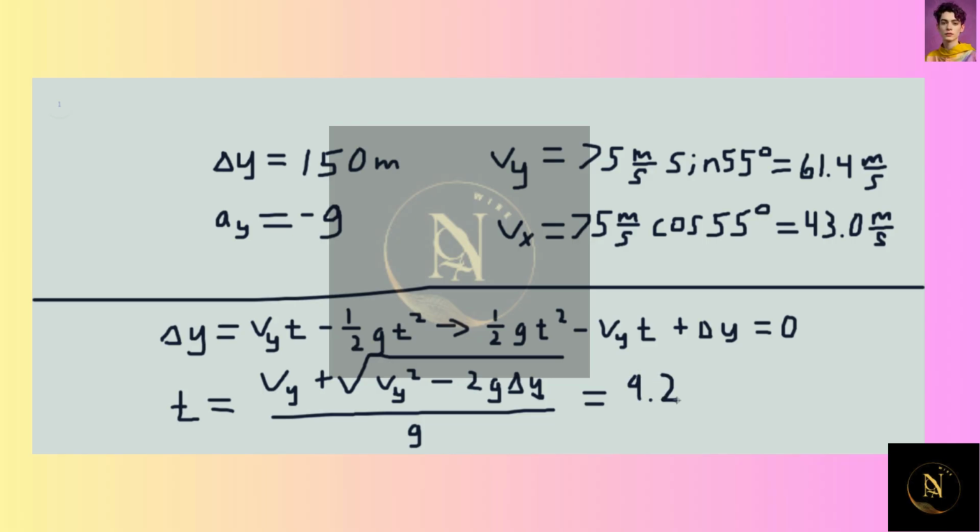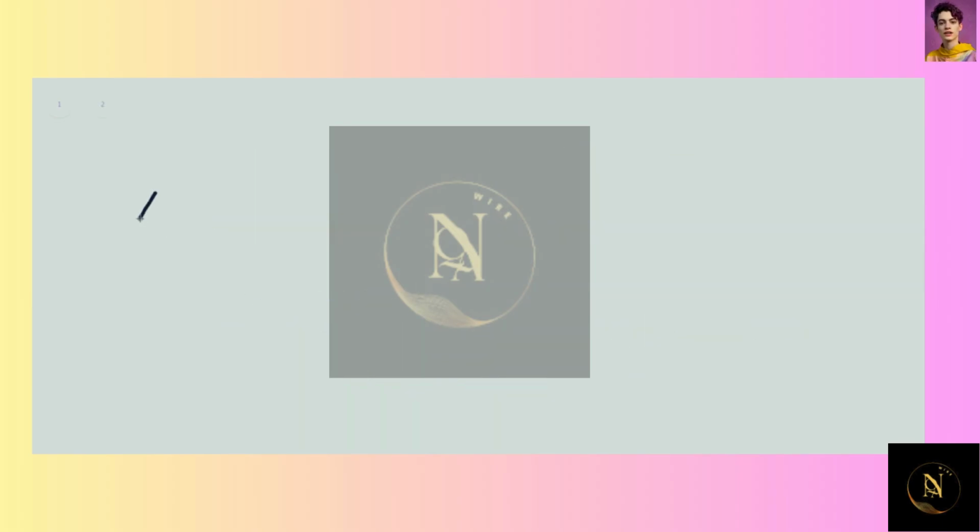Plugging those values into this equation, we find that time is equal to 9.2 seconds. So using this time that we just found, we can find the distance it's going to travel in that time, delta x, since it's just equal to the velocity in the x direction, which we showed at the beginning, multiplied by that time we just found. So we find that this is equal to 396 meters. We can box that in as the solution to our question.